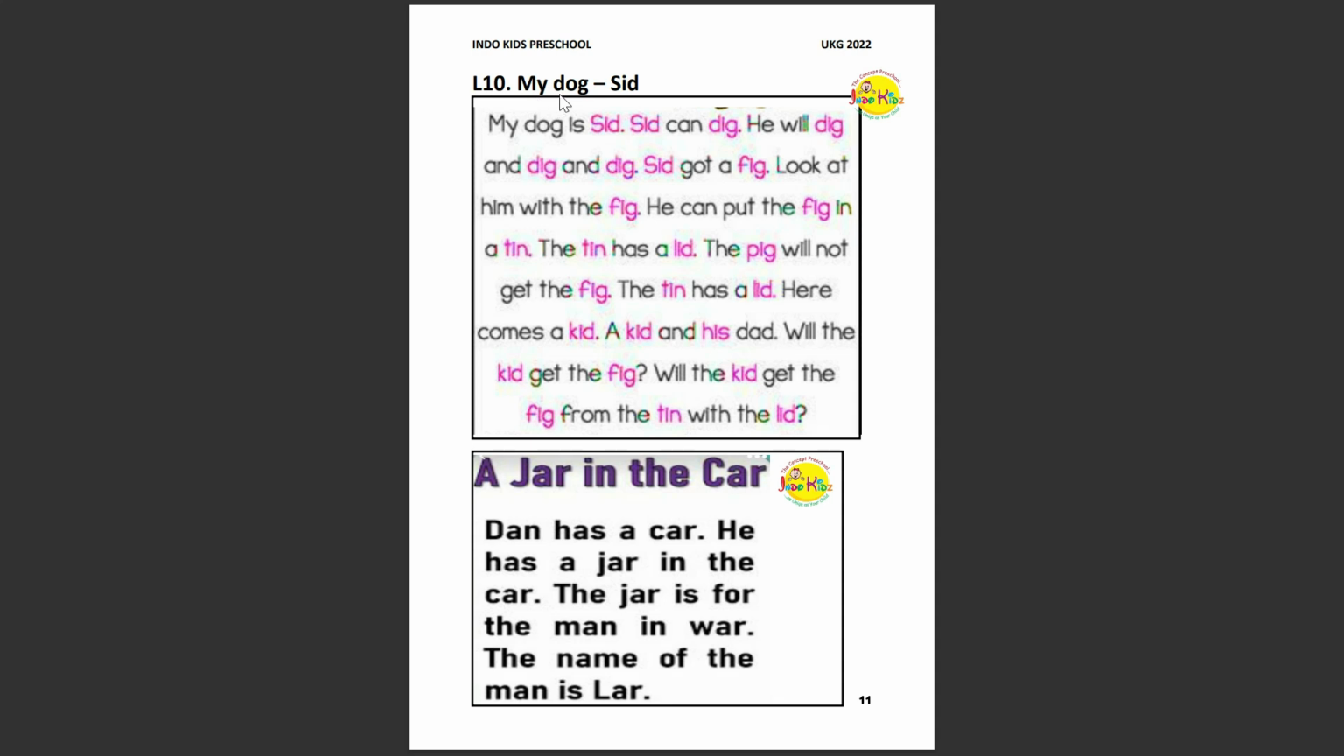Lesson number 10. My dog Sid. My dog is Sid. Sid can dig. He will dig and dig and dig. Sid got a fig. Look at him with the fig. He can put the fig in a tin. The tin has a lid. The pig will not get the fig.